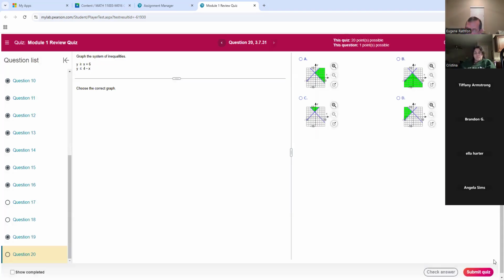All right, so what do we got? y is greater than or equal to x plus 6, and y is less than or equal to 4 minus x. All right, y'all, so this will be one answer, and we're looking for the double shaded area when we do that, okay? So I'm going to work it by hand.